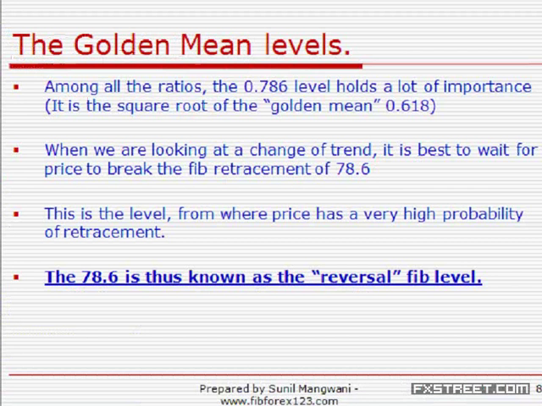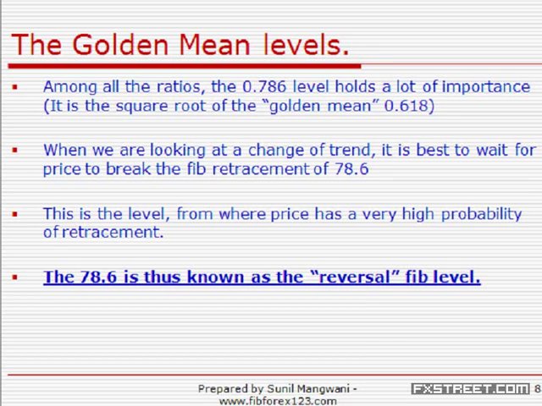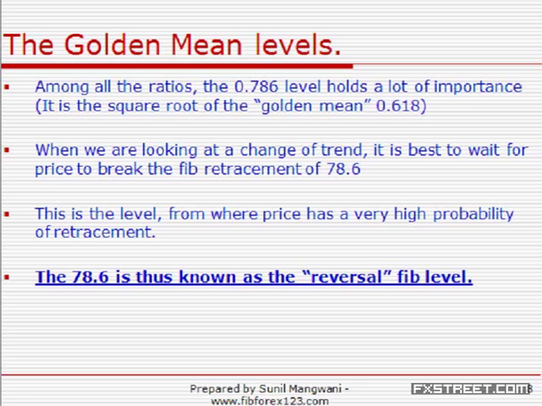Coming back to the fib retracements, among all the ratios, the golden mean is 61.8, but the 78.6 level is also very important. Maybe because mathematically it is the square root of the golden mean, but I consider the 78.6 to be the barrier of the reversal level. Now this is a level where price has a very high probability of retracement. Simply put, let's get back to the charts. Let's take this one.